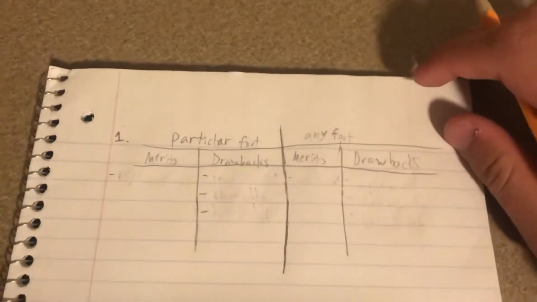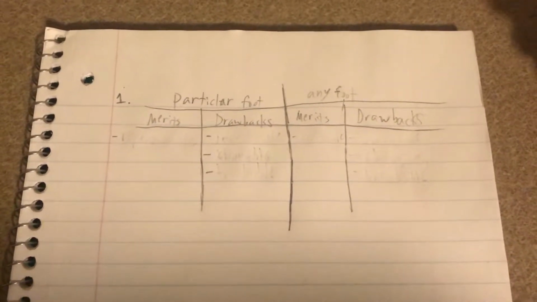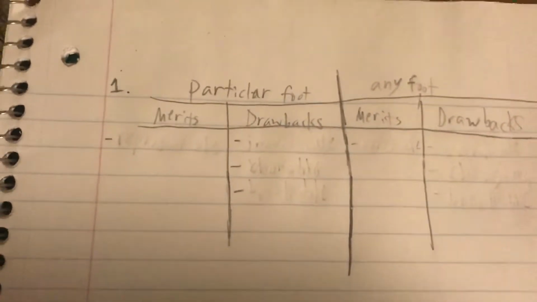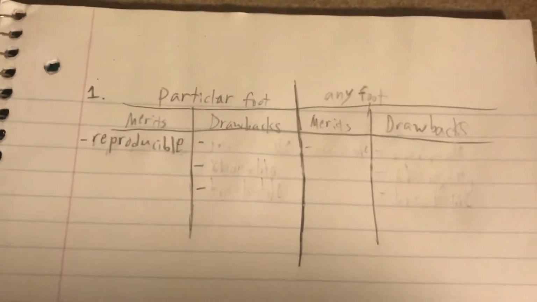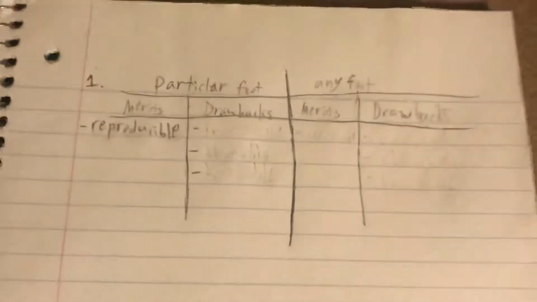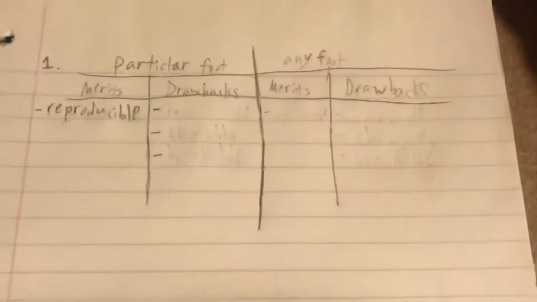Now that's not the same anymore, and this question is meant to help us understand why that might be the case. Because in this case, we're given a foot. And the merits of using a particular foot, well, of course, it's reproducible in the sense that it's not going to change too much and you are going to have a means of going back and using that same foot if you need it.